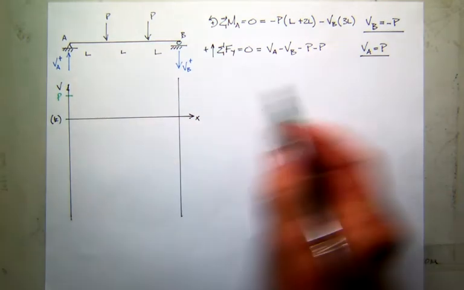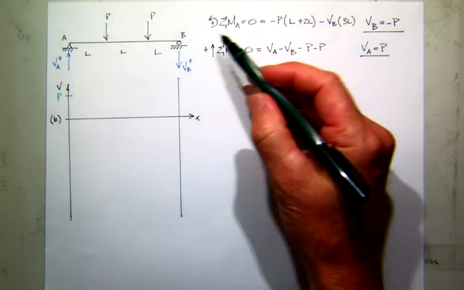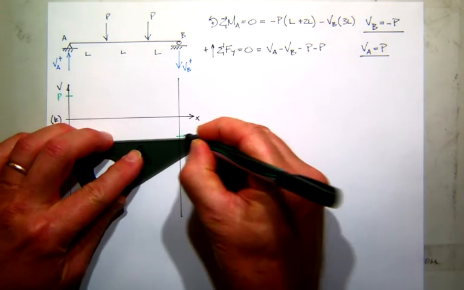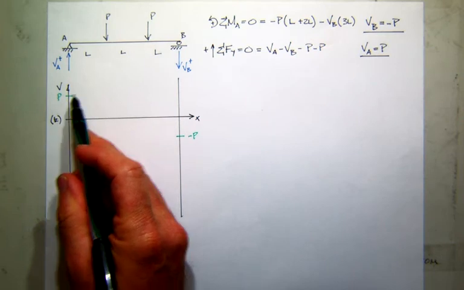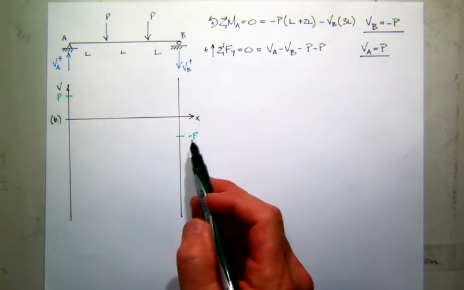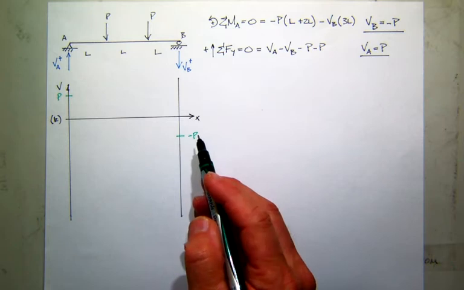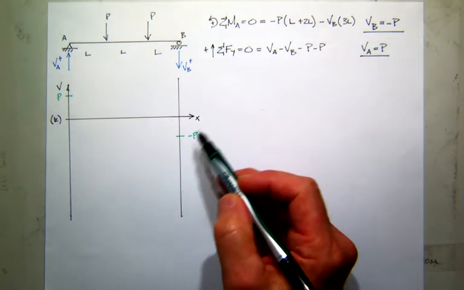Why do I know it's positive P? Because I solved for it. What's the shear at B? Negative P. So I know where my shear diagram starts, and it needs to do something and land there. And if I don't land there, then I've done something wrong. I'm either constructing the diagram wrong or I made an error in one of my values.